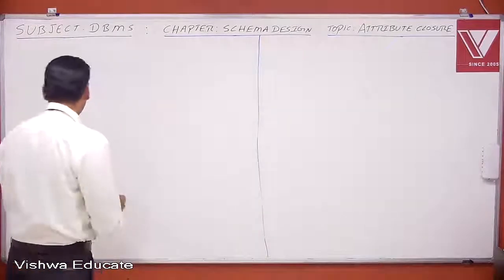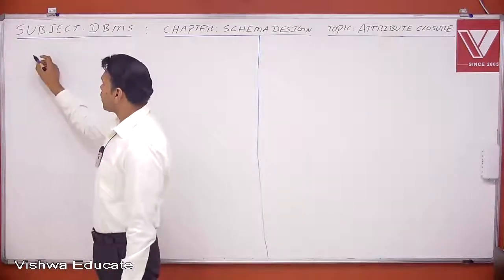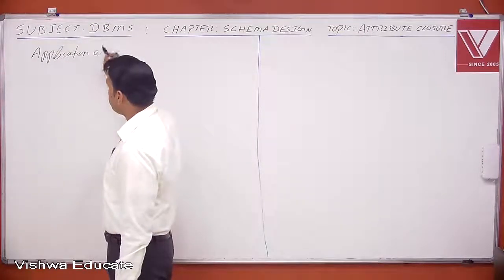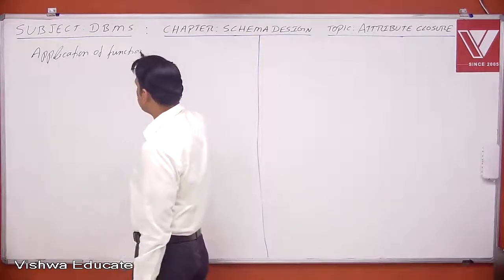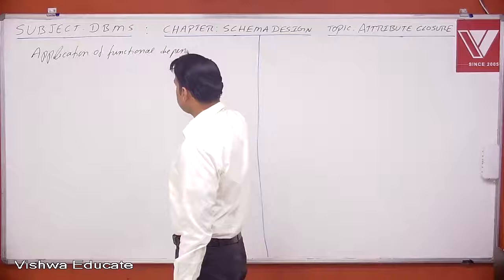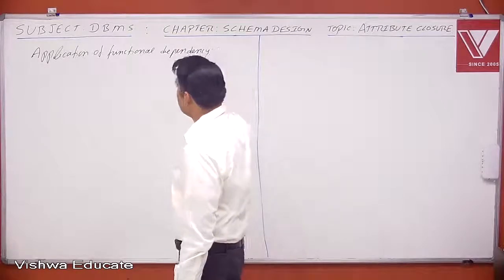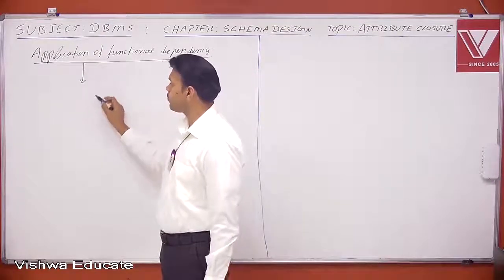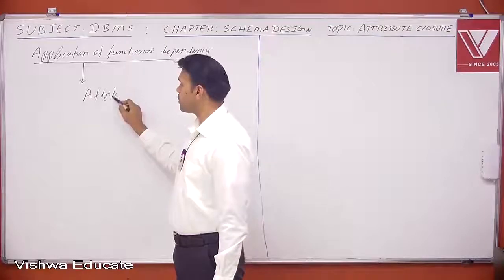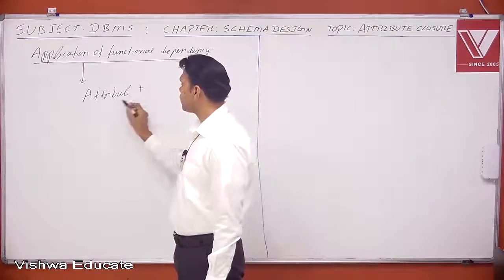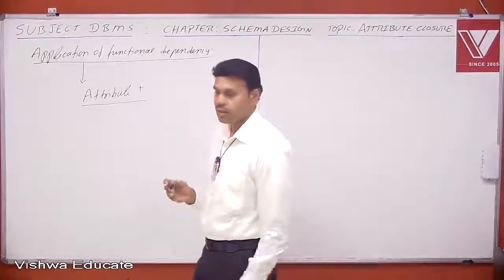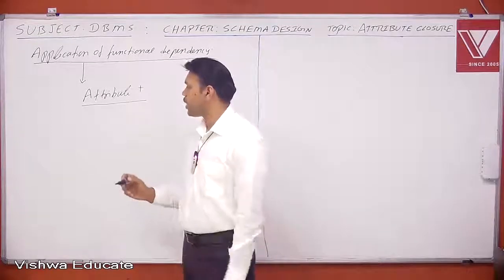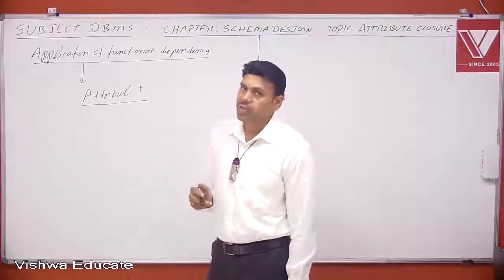So we start the lecture with the real-time application of functional dependency. The real-time application of functional dependency is attribute closure only. So this is an idea. Functional dependency is going to provide the concept of attribute closures. So what is attribute closure?